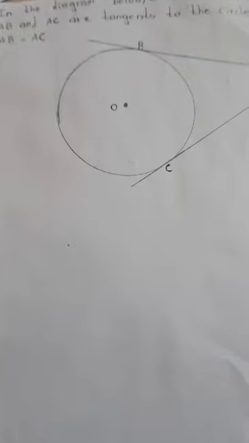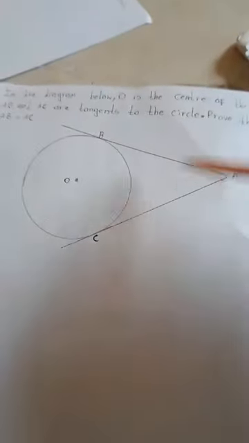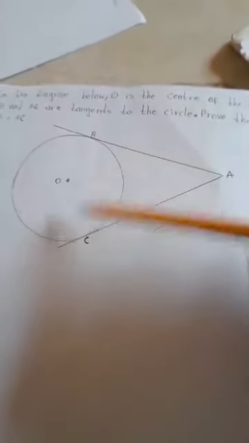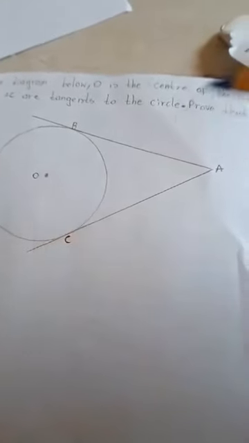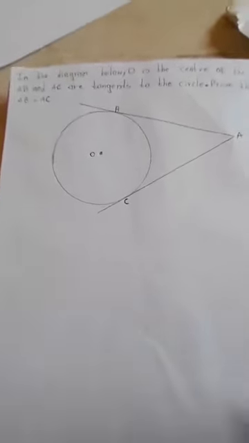The converse of this theorem states that two tangents drawn to a circle from the same point outside the circle are equal in length. It says these two tangents here, as long as they are from the same point and they touch this circle once, therefore this length here is equal to this length here. What I mean is that AB is equal to AC. As long as those tangents are from the same point outside the circle, they are equal in length.